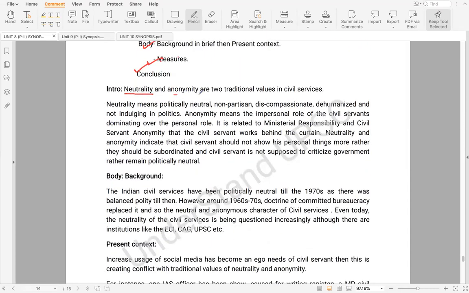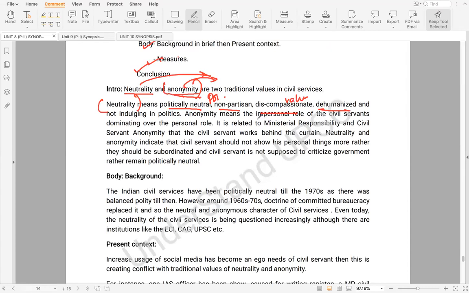Neutrality and anonymity are two traditional values in the civil services. Define what neutrality means in civil services, and also let us know what anonymity would mean. Neutrality means politically neutral, non-partisan, dispassionate, dehumanized. So this is value neutrality, and this is political neutrality, and not indulging in politics.